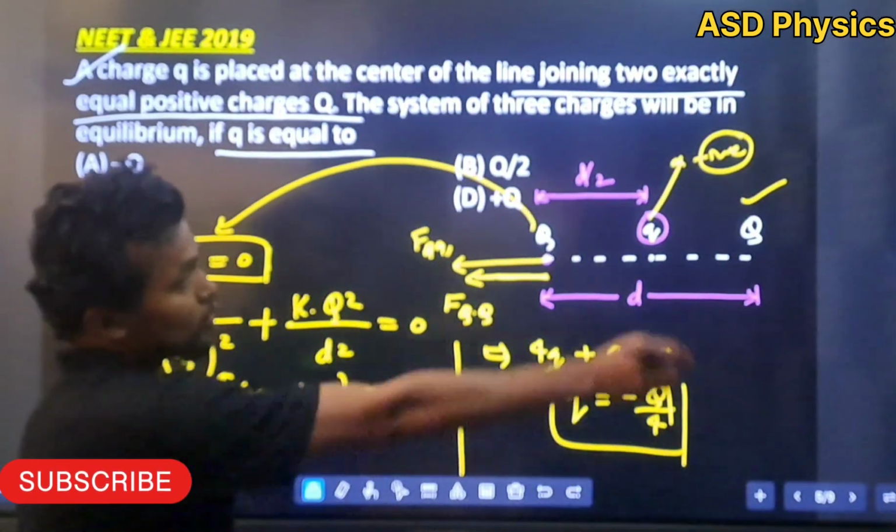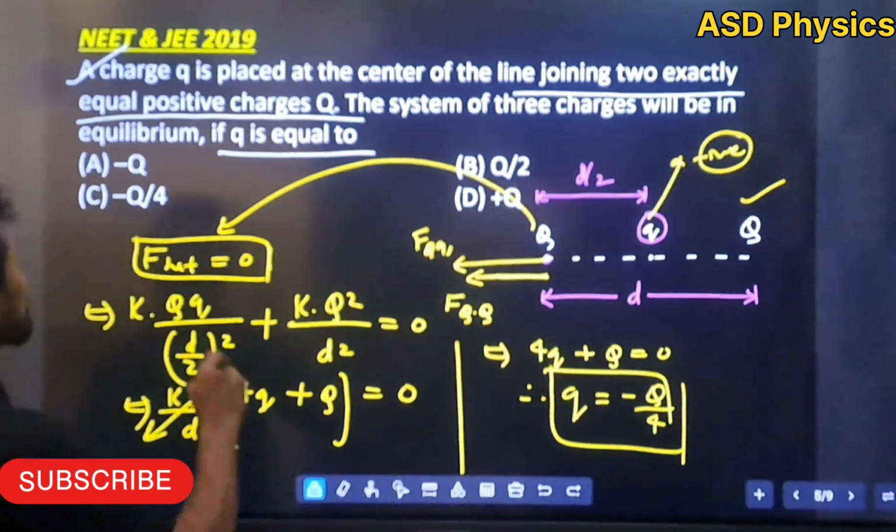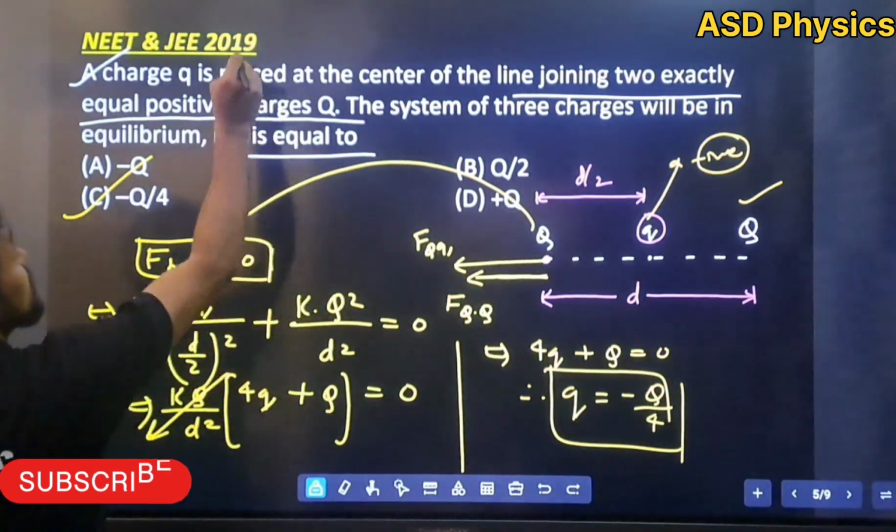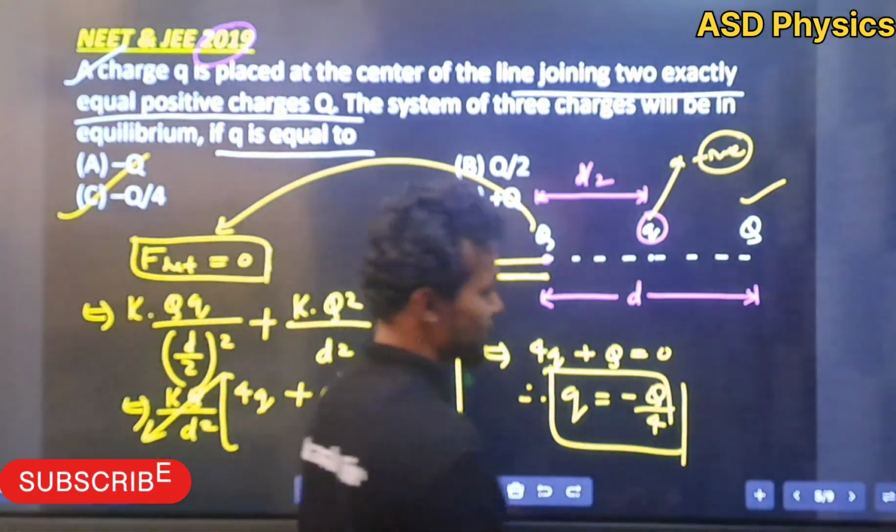So from here we are getting that this charge should definitely be negative. Then only the overall system will be in equilibrium. That means the correct answer is option C, and you can see that this question came in the JEE 2019 exam. Is it, students?